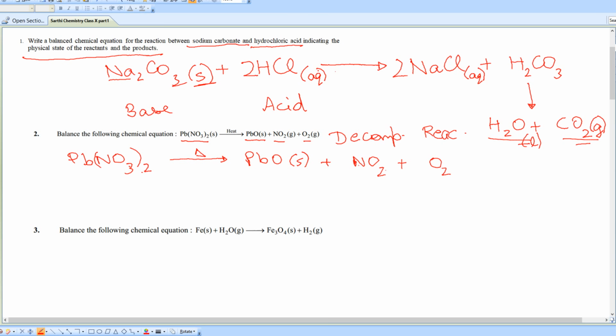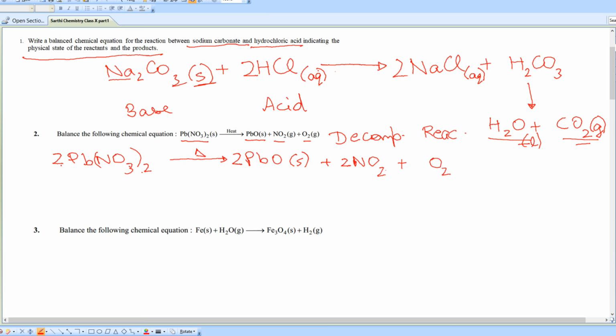Let's say here nitrogen is 2. We'll put it 2. But now oxygen will be 4, 5, 6 and 7. But here oxygen is only 6. So what do we do? So we will try to put 2 here. Lead will be 2 atoms on the left hand side. Here also we will have to put 2 here.